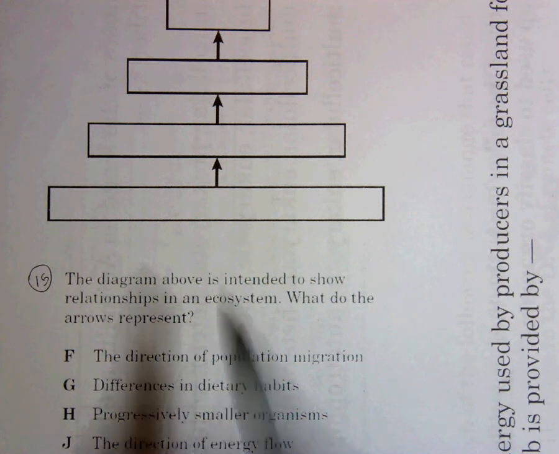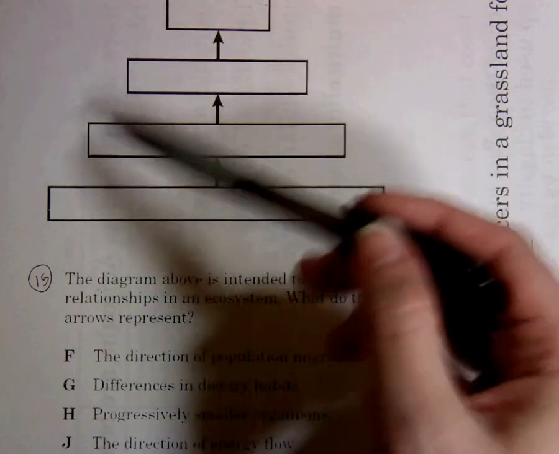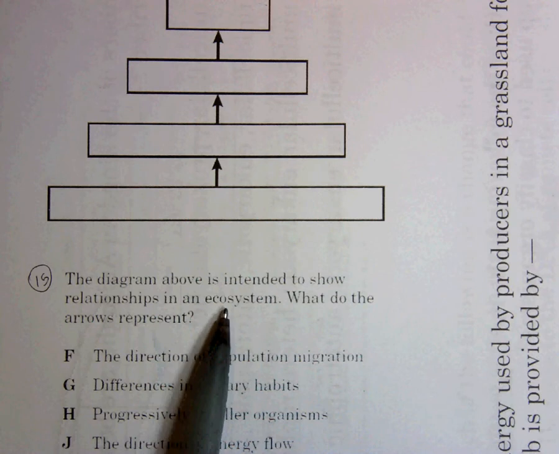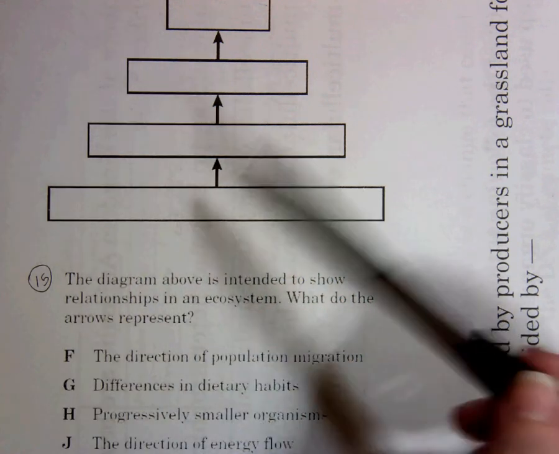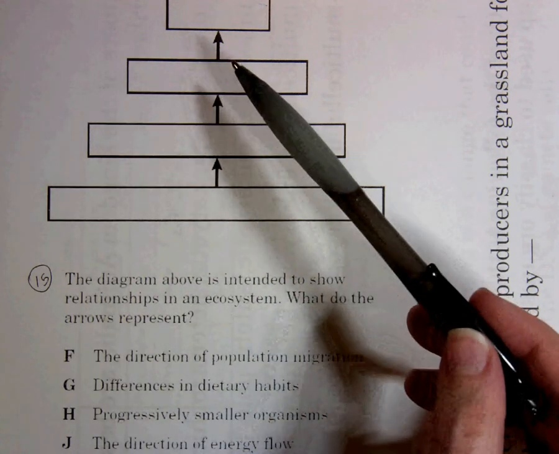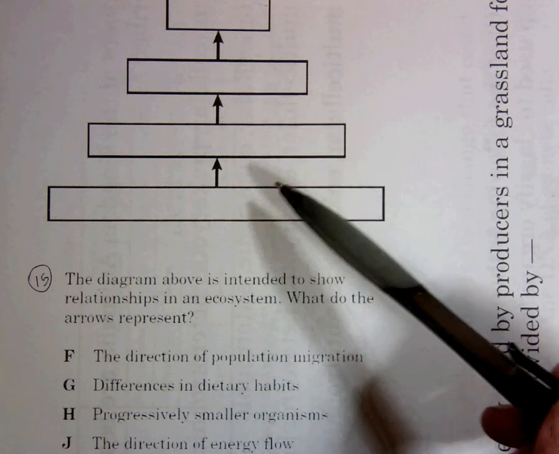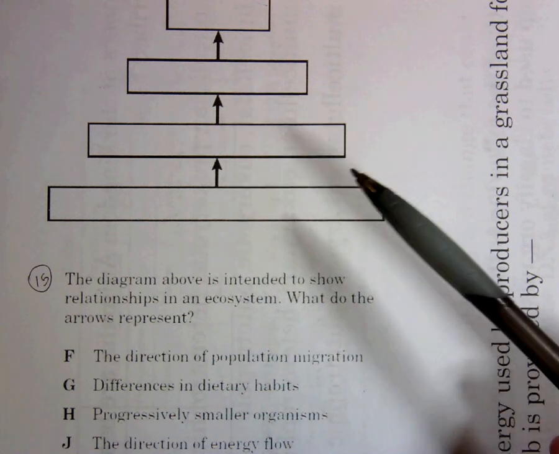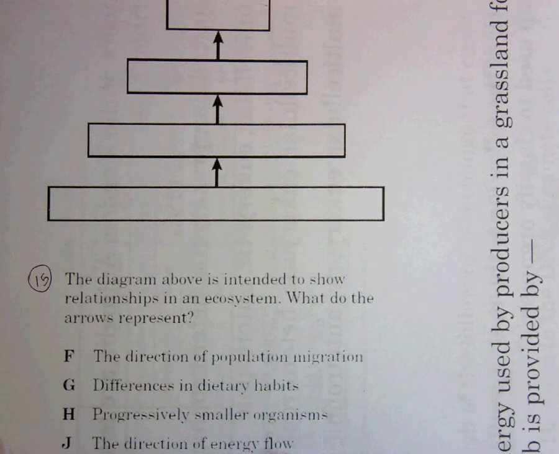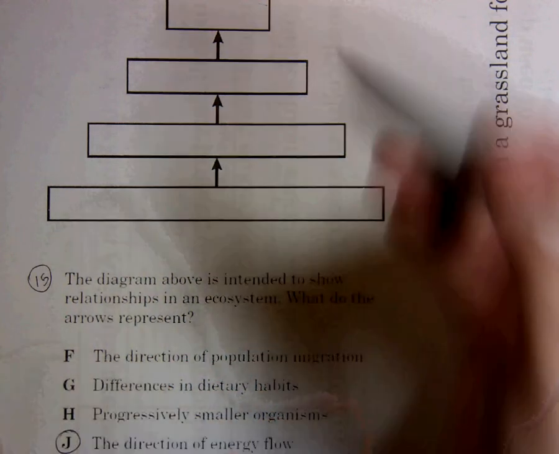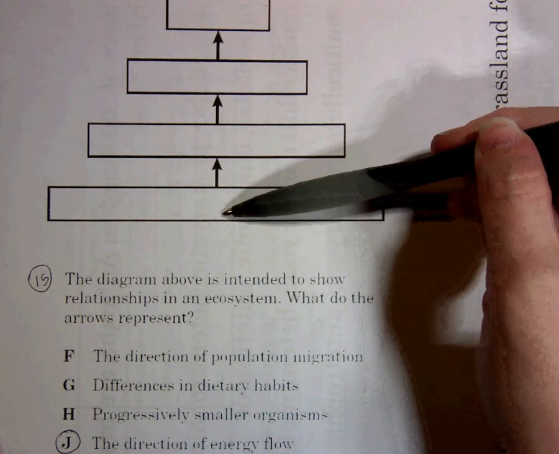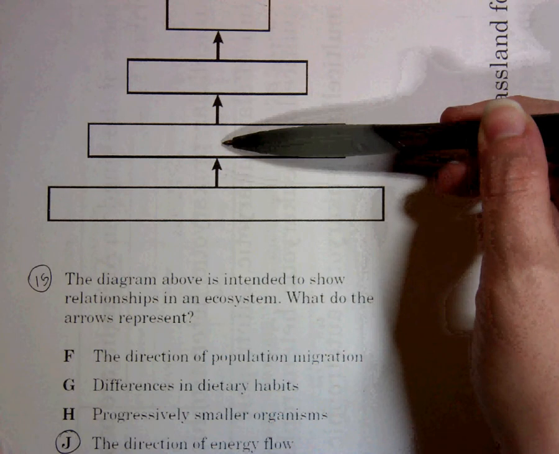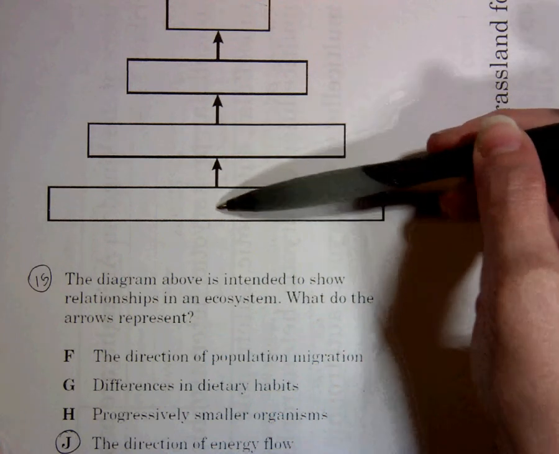Anytime you see any sort of chart that's talking about relationships in an ecosystem, we're going to be talking about the feeding relationships in the ecosystem. So when you see these arrows moving up, we're talking about what eats what. And what do we get from what we eat? We get energy. So what we're saying is when this type of organism goes into this type of organism, the energy goes from here to here.